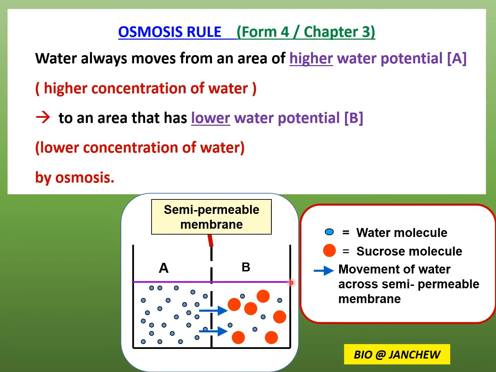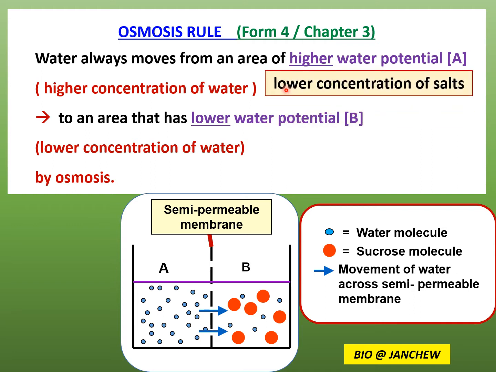Now, we also have to keep in mind that an area with higher water potential or high concentration of water has what concentration of salts or solutes, higher or lower? Now, if the area has high water potential or high concentration of water, it will have lower concentration of salts or solutes, such as mineral ions, sucrose, and other substances that are dissolved in the water.